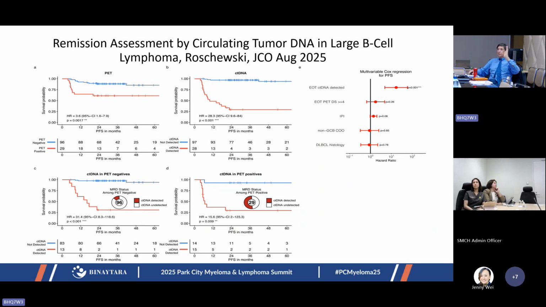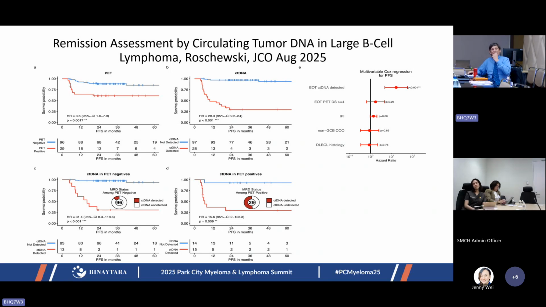So you have the clinical trials taking place, the clinical course of the individuals, but then he went back and reanalyzed the sample. This was remission assessment by circulating tumor DNA. You can look at, on the upper, PET remission, PET negative versus PET positive, versus on the right, circulating tumor DNA. And you can see, again, the circulating tumor DNA was far more sensitive.